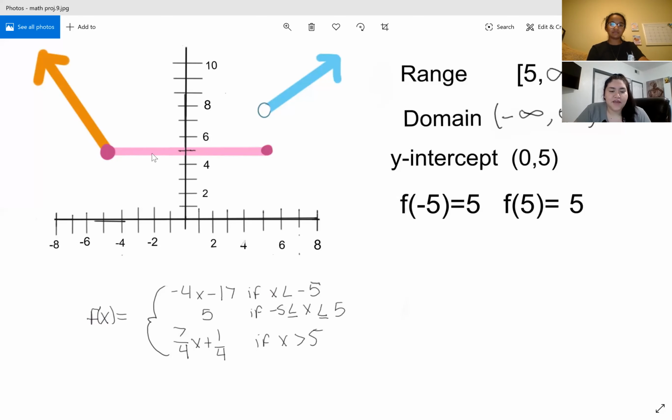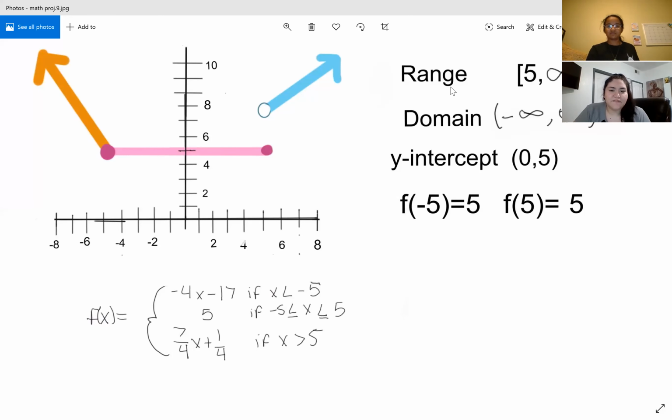For the second piece of 5, if x is greater than or equal to -5 and less than or equal to 5, it's going to be the pink line we have graphed, and that is going to be a closed circle on both endpoints because it is equal to. And our last one is going to be y equals 7 over 4x plus 1 over 4 if x is greater than 5. And that one has an open circle right here because it is not equal to, it's just greater than. So it's going to be an open circle.